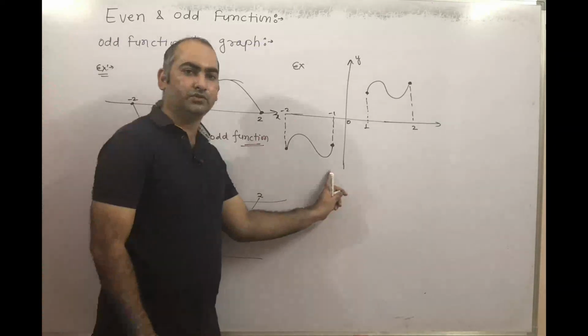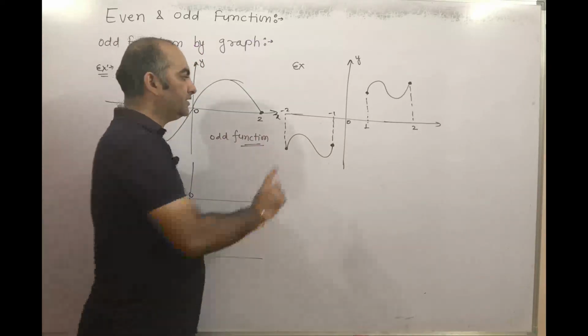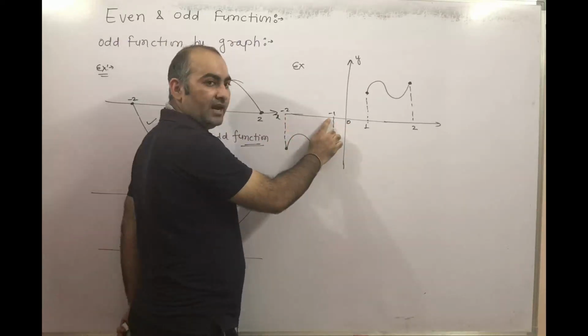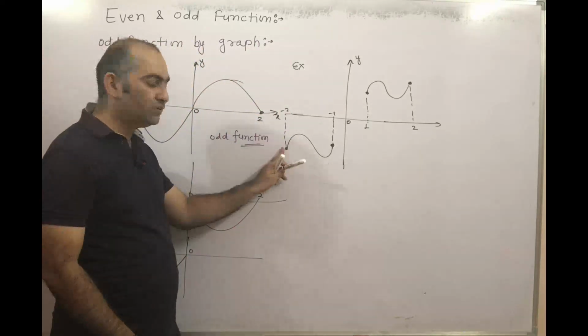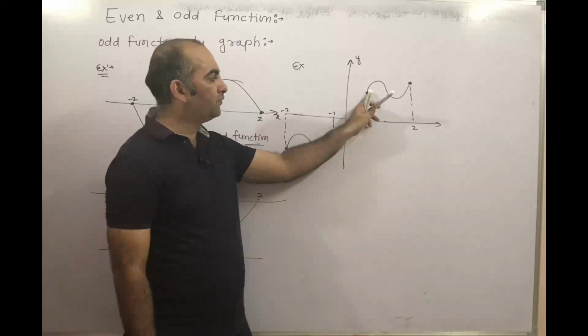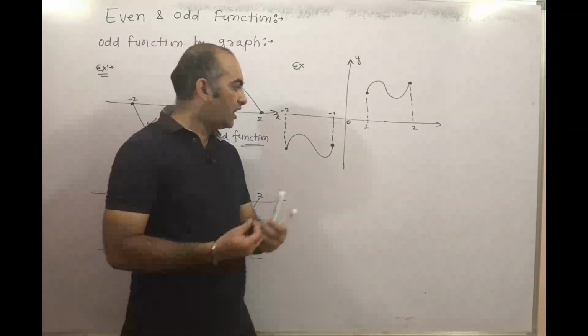Similarly for this one. Here also the first thing to check is whether the domain is symmetric or not. The origin is this one. The left hand side domain is -2 to -1, and the right hand side is 1 to 2. Here -2 is included, because this point is included, and -1 is also included. And 1 is also included, 2 is also included. So the domain is symmetric.